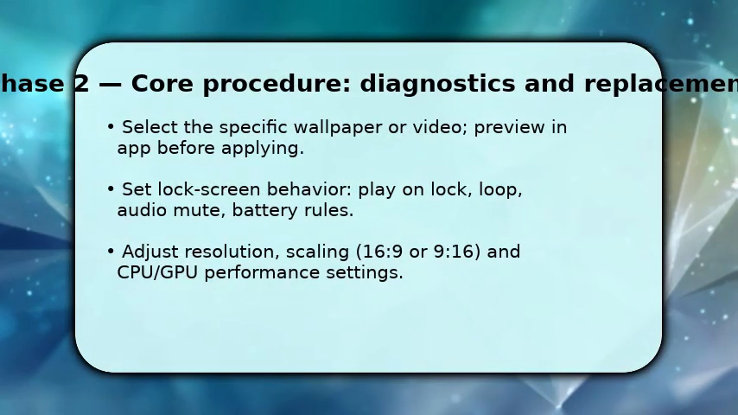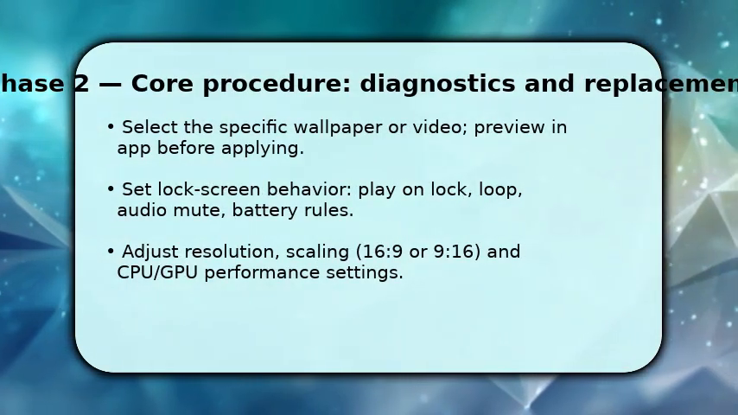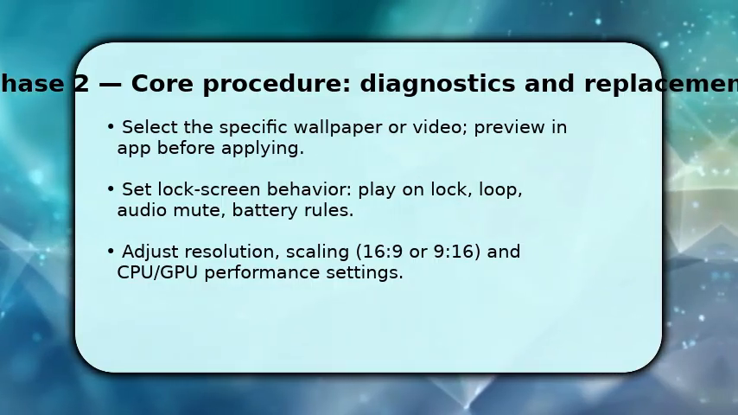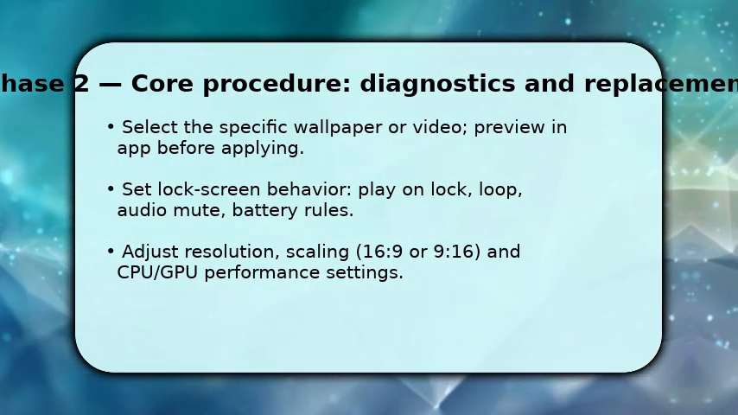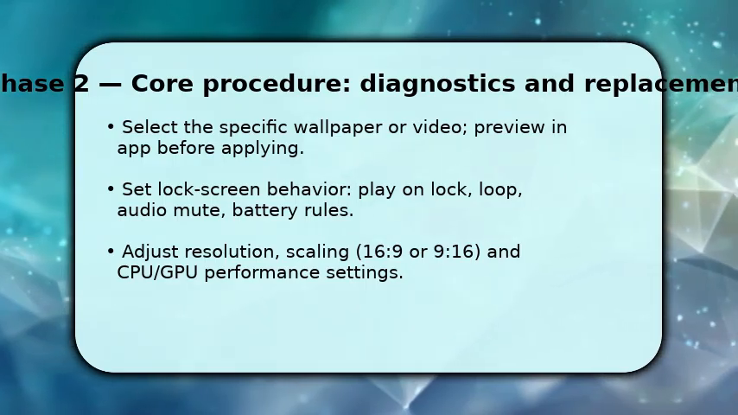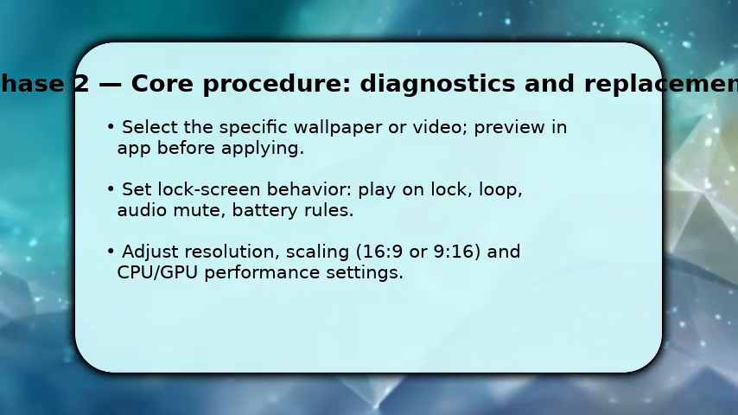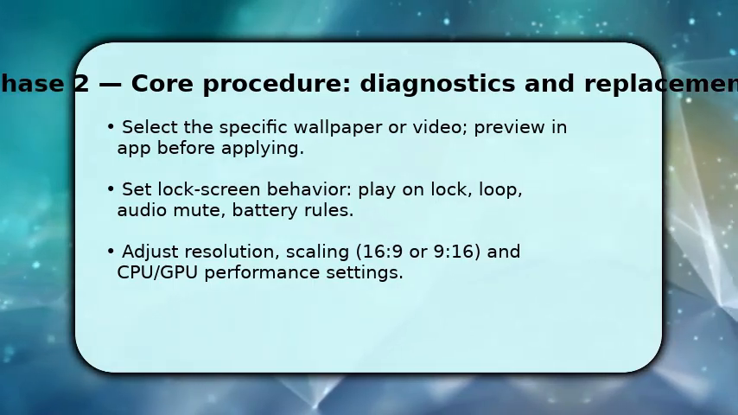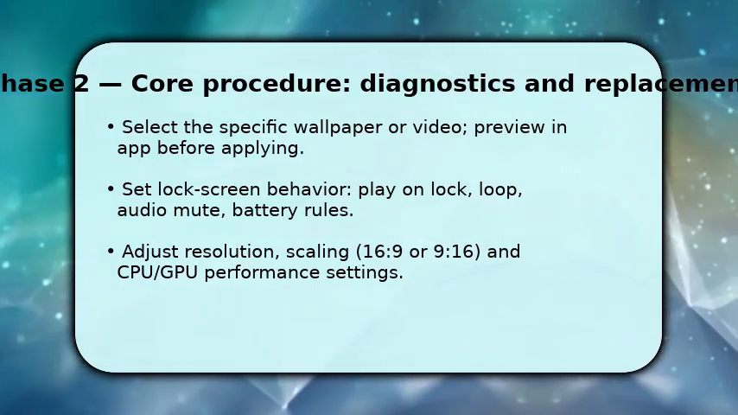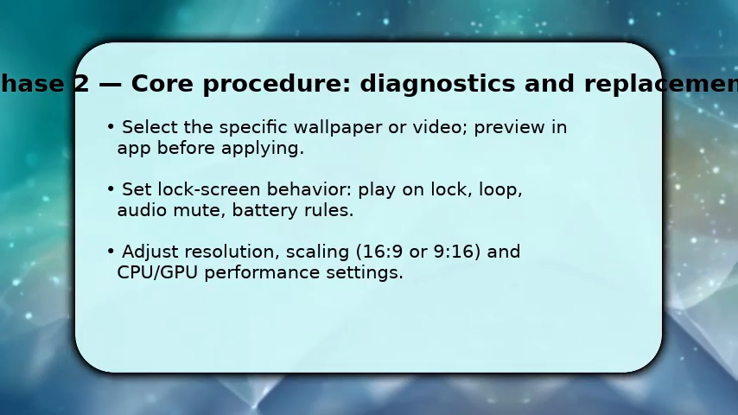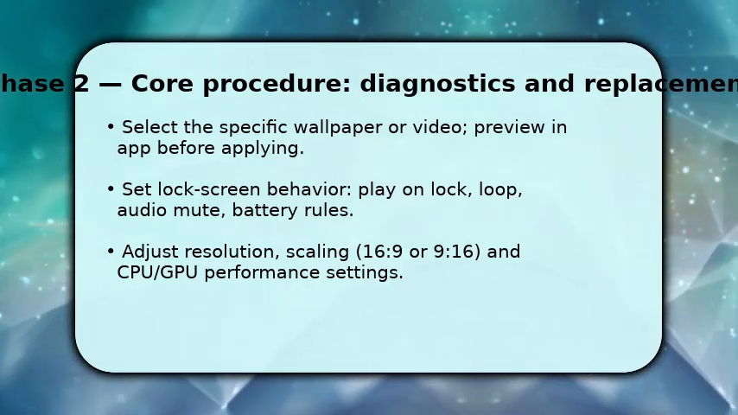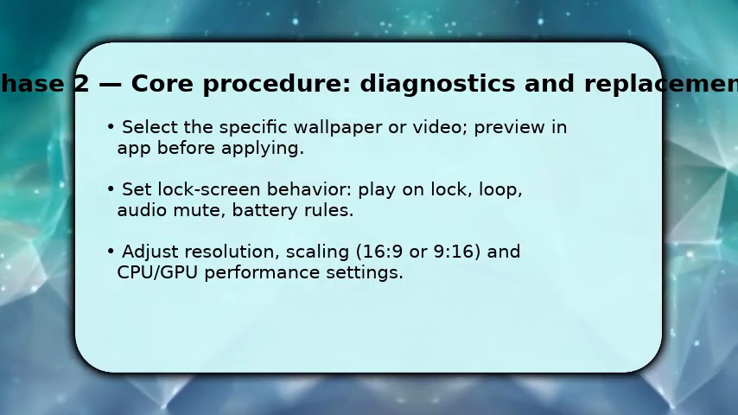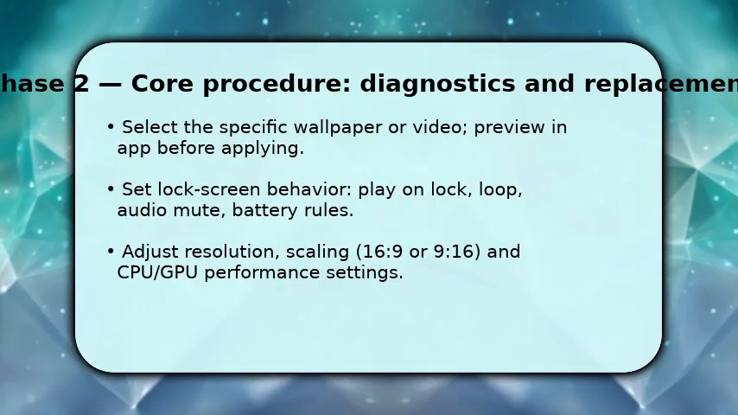You now pick the exact live wallpaper asset and preview it inside the app because appearance can differ on the lock screen. Next, configure lock screen behavior. Choose play on lock, loop options, mute audio, and set battery saver limits so performance is managed. Then adjust resolution and scaling, match your display aspect ratio. Make sure to select a lower frame rate or hardware acceleration if you notice stuttering. Once these settings are saved, test the preview and continue to apply.